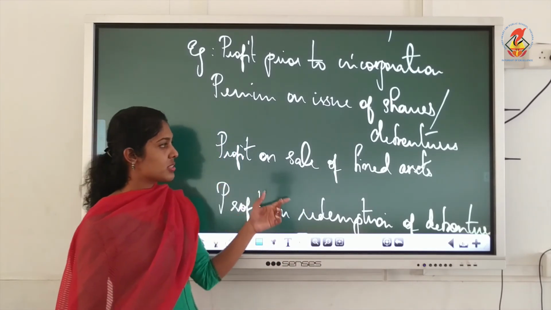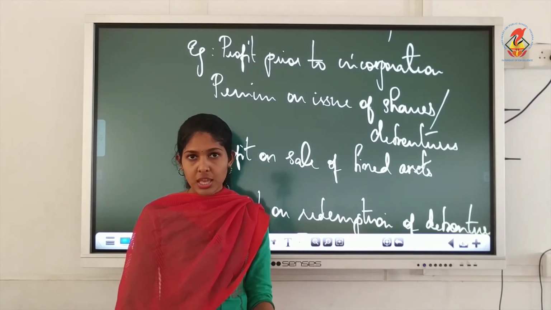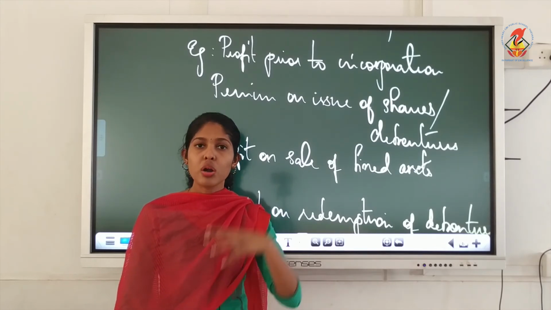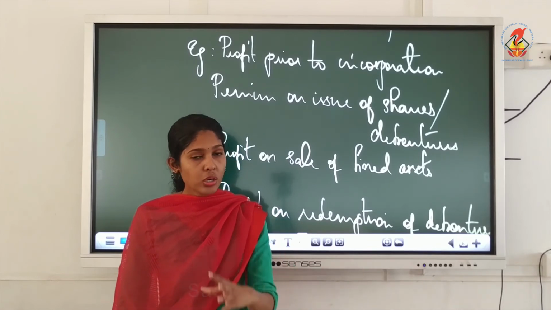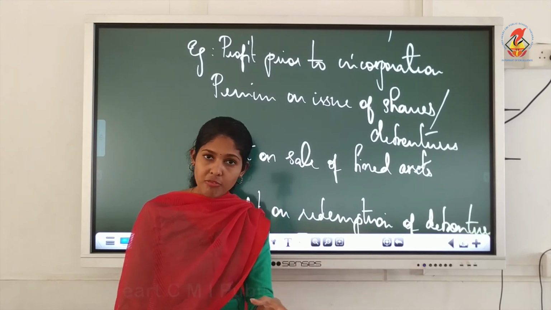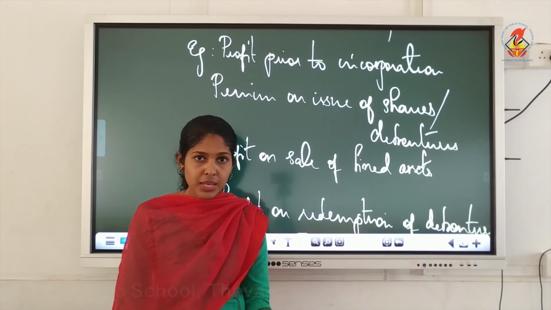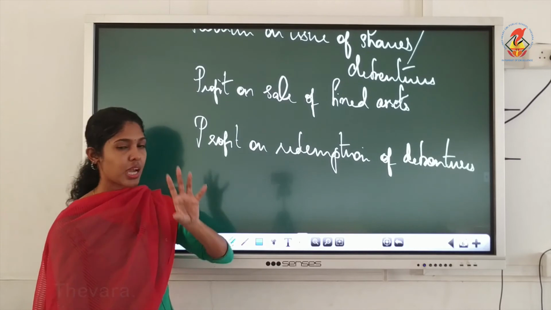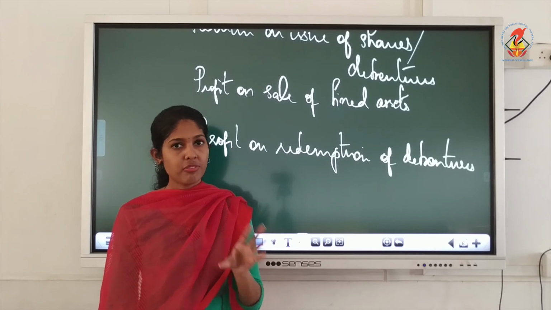Then similarly, profit on sale of fixed assets. Suppose you sold furniture or machinery, and you can make a profit out of that, isn't it? Machinery worth 20,000 sold for 30,000. You are getting a profit of 10,000. But that is normally not made available for distribution of dividend. From that 10,000, suppose you kept a reserve of 2,000. That is termed as capital reserve. So that's the meaning of capital reserve. It is kept aside out of profits which is normally not available for distribution of dividend.